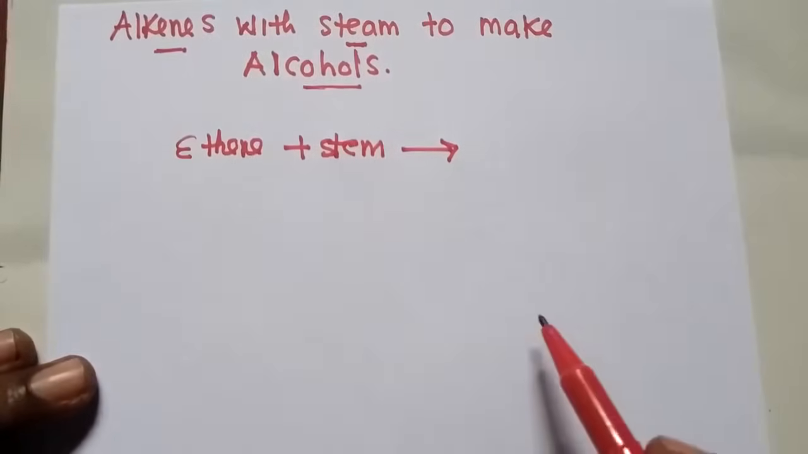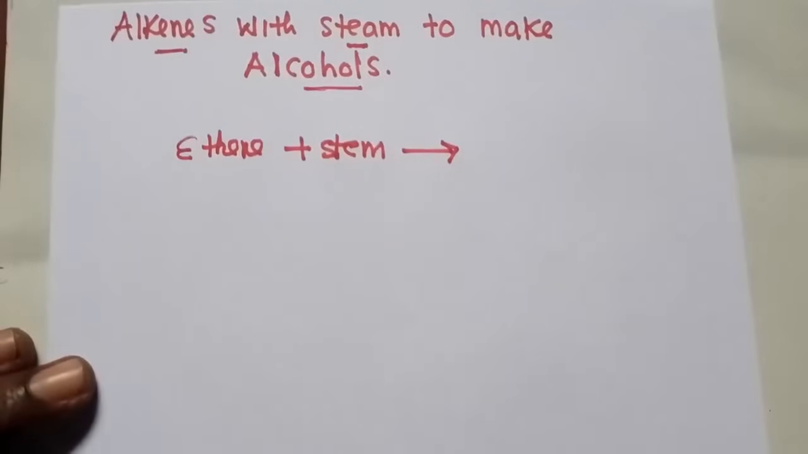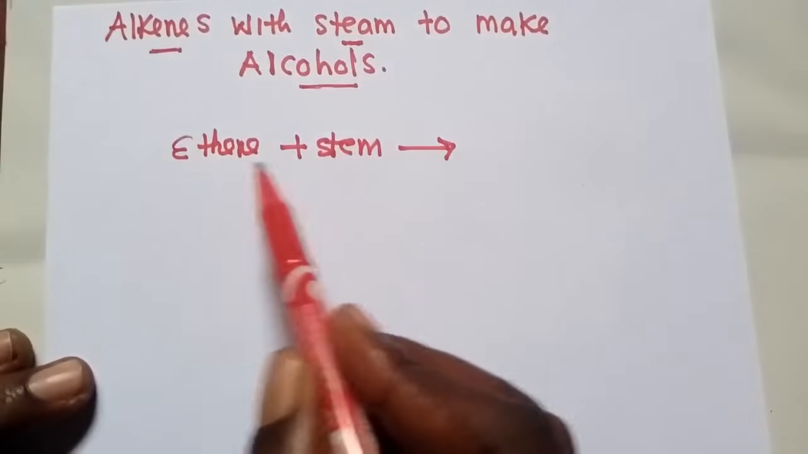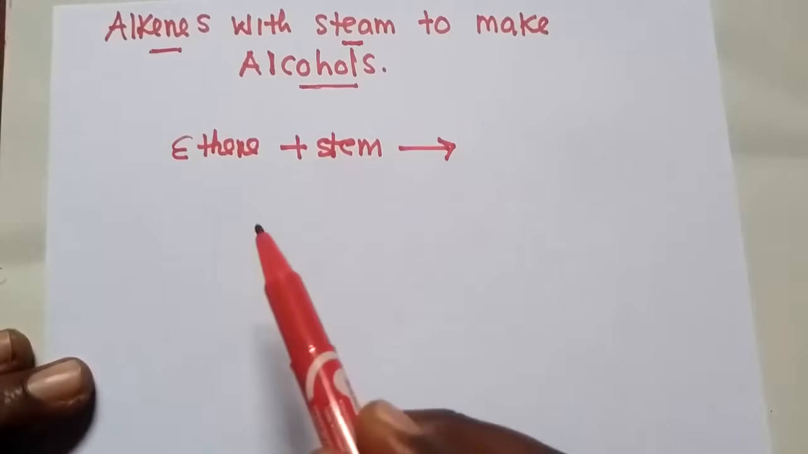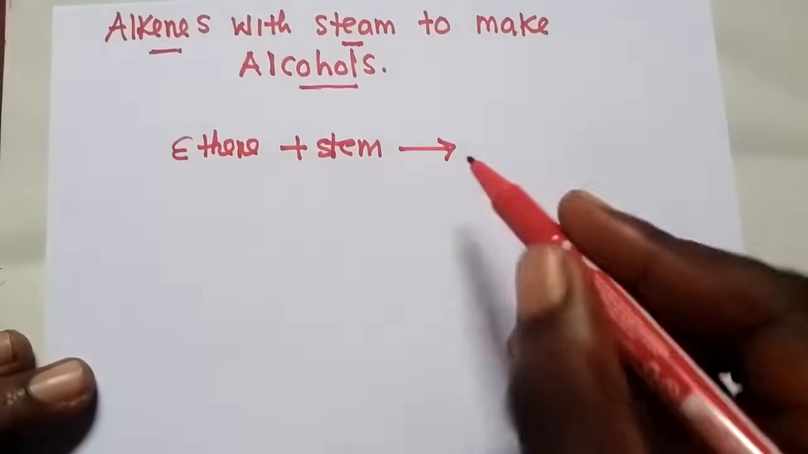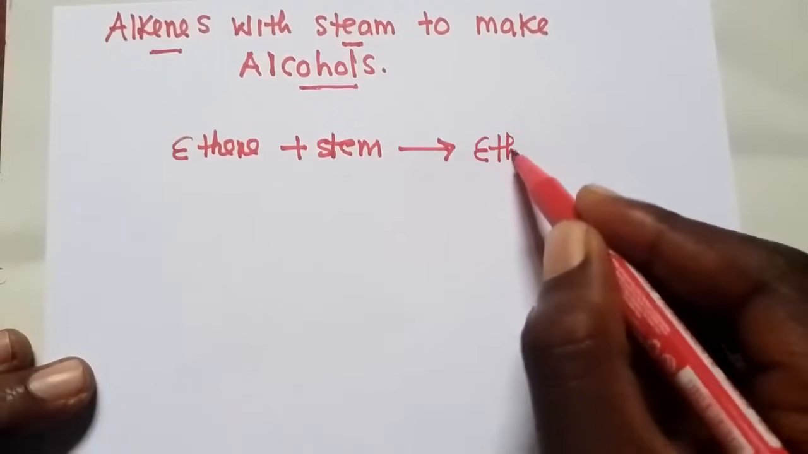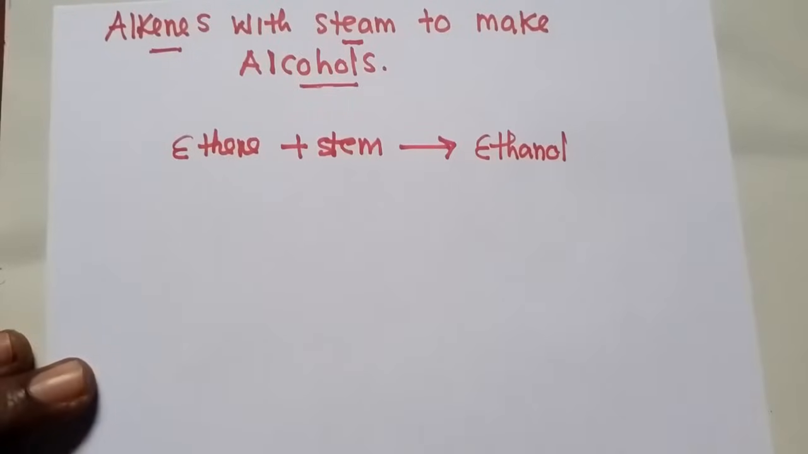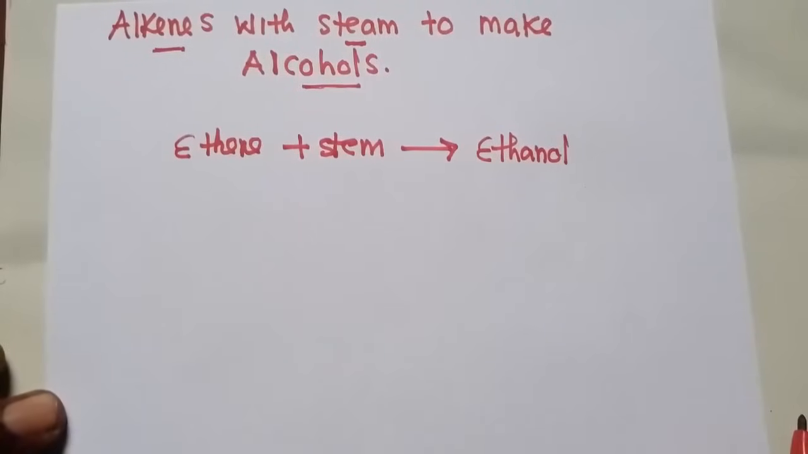So how do we know the kind of alcohol that is produced? You check: this is ethene. So amongst the alcohols which start with eth, it is ethanol. So what is going to be produced is called ethanol. An ethanol is going to be produced.